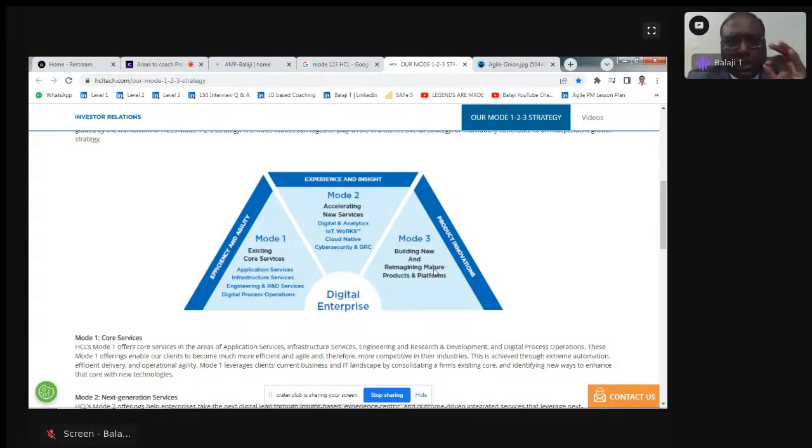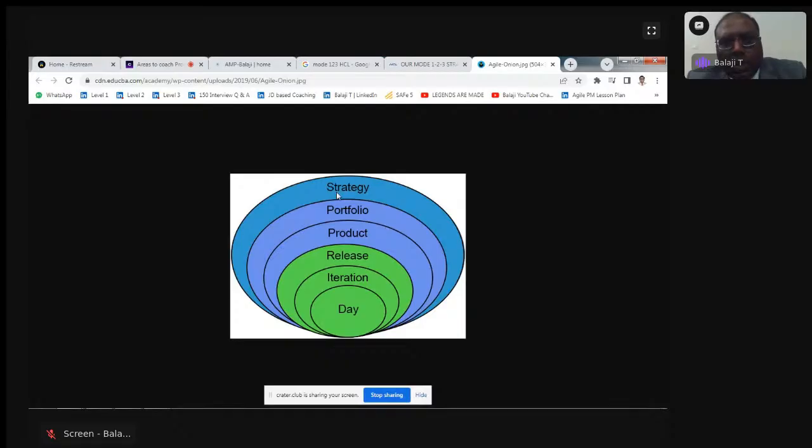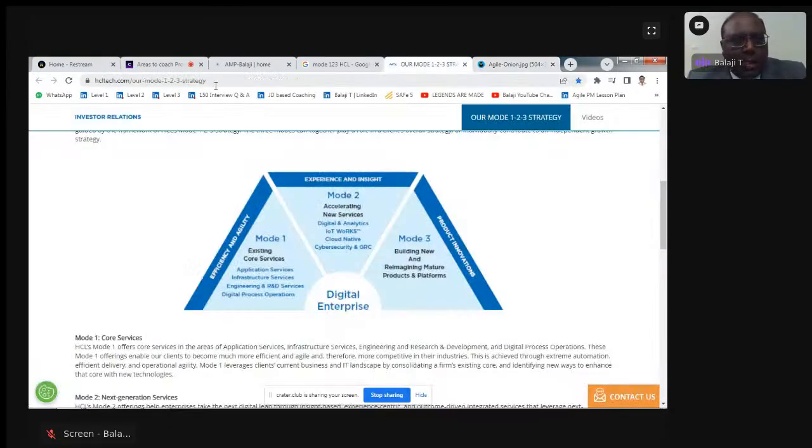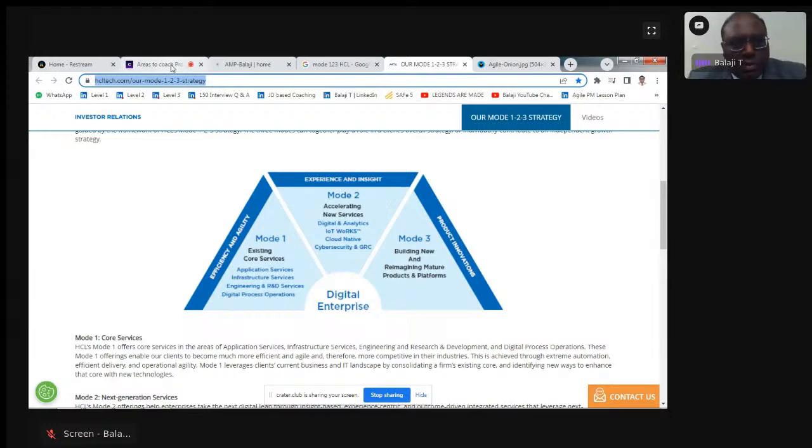So any project or program or any initiative that the organization is going to do as part of the digital transformation can be logically fitted into any of these. And this strategy is what I was trying to correlate back to the strategy which the Agile onion planning model says. Okay, so you take this link also.